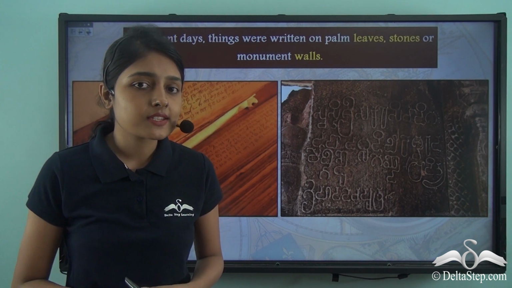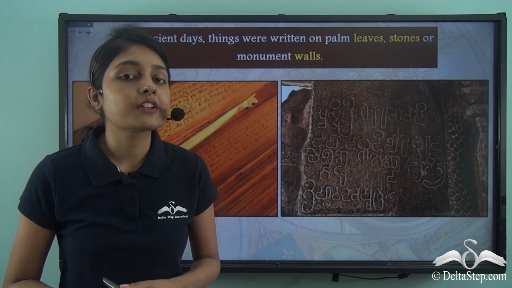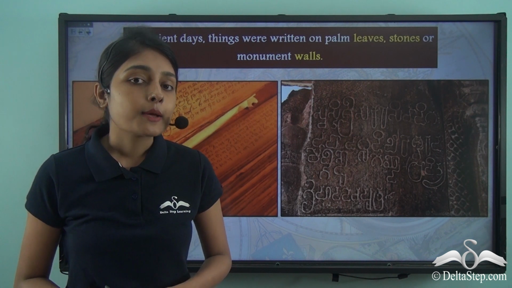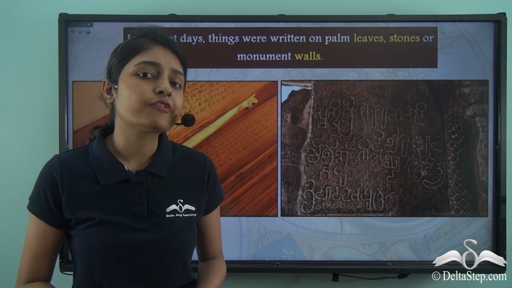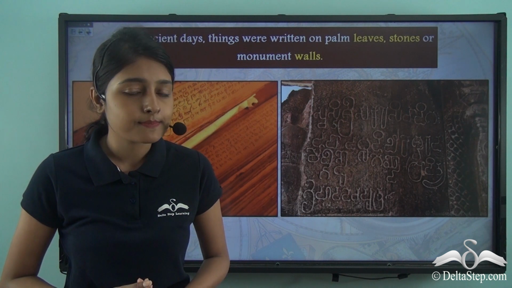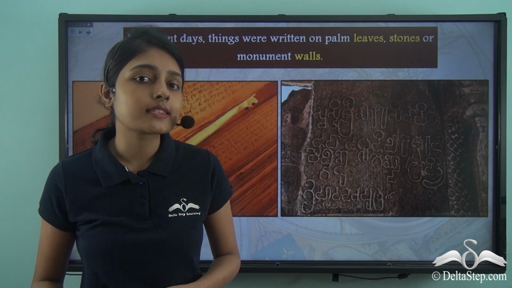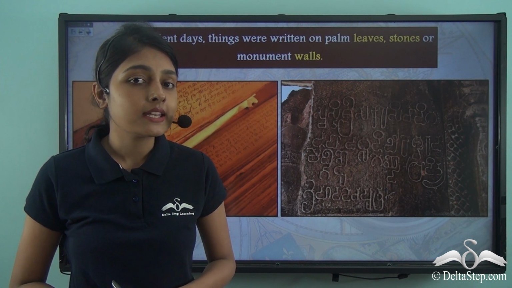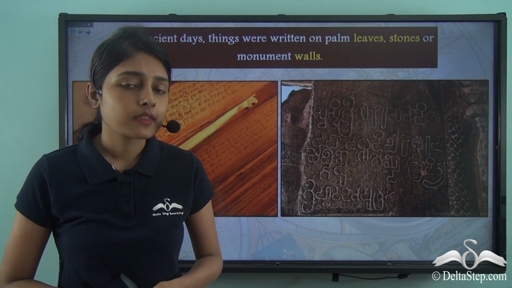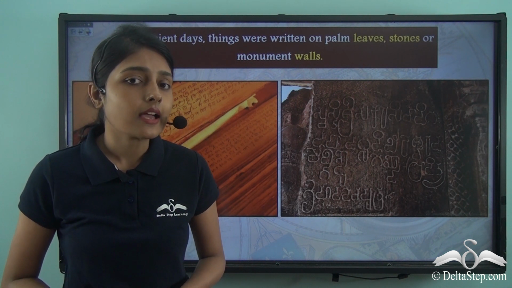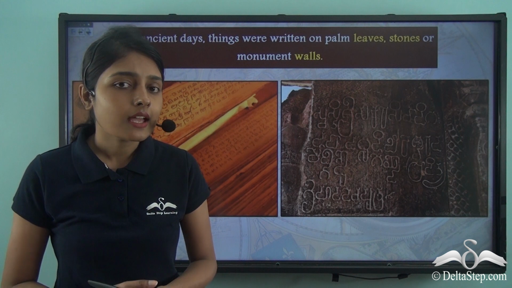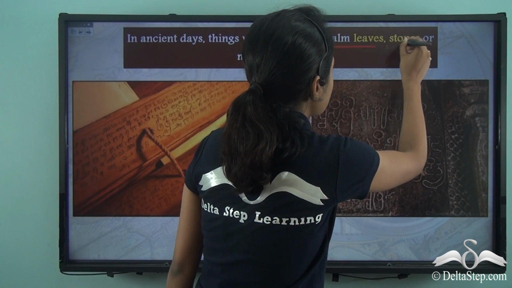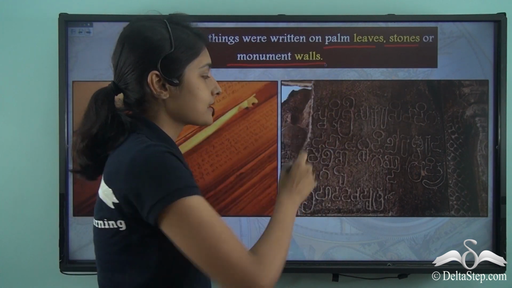In our previous lesson as well, we talked about how we take for granted so many things that we get and see around us. But these were not the things that were found in ancient and medieval times. And when we talk about the things that were not found in ancient and medieval times, we will have to keep in mind the instance of paper. Now, what did people write on in the absence of paper? In the absence of paper, people used to write on palm leaves, stones, or monument walls.